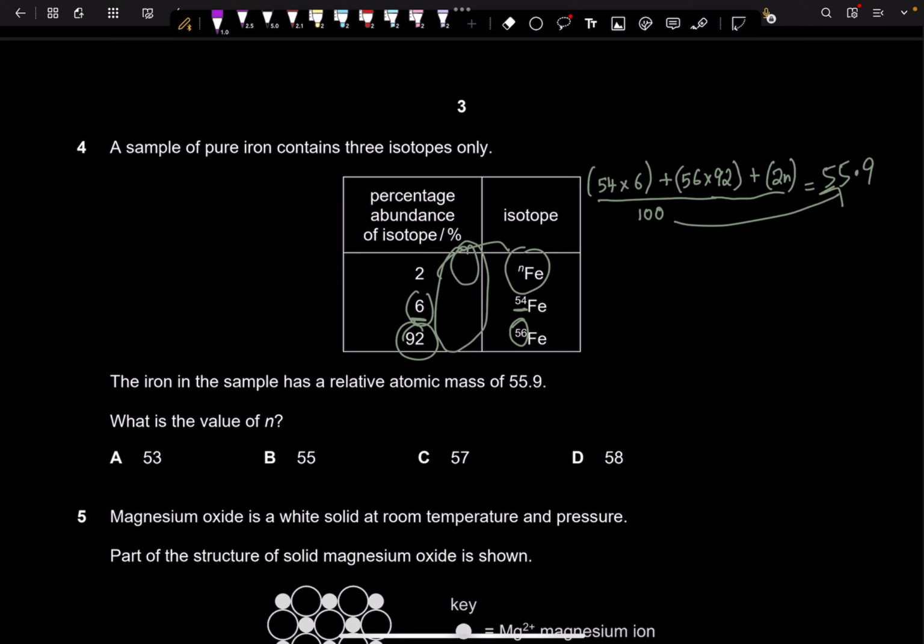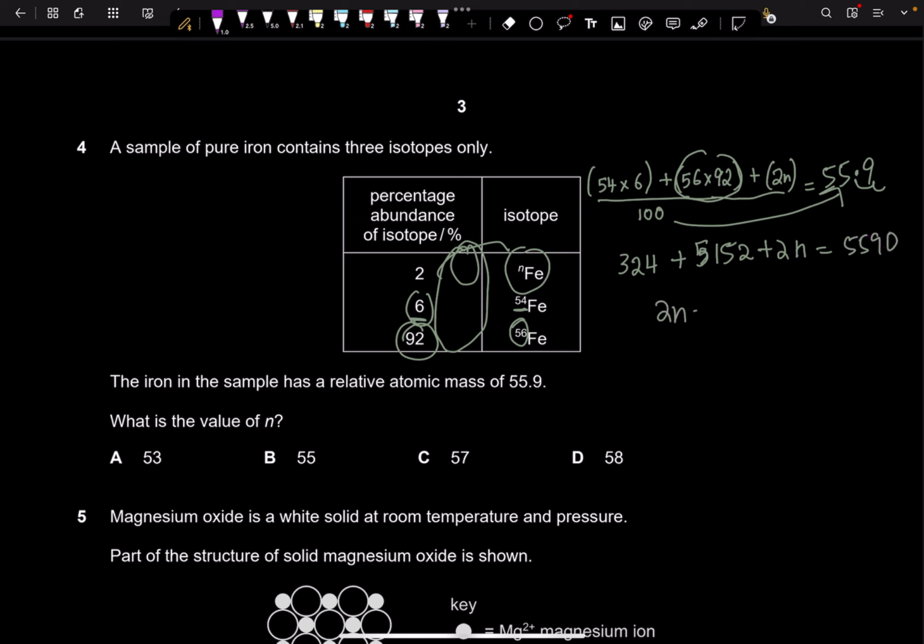Okay. First we're going to do 54 times 6. That will give us 324. Okay. Then we add to it 56 times 92. That's a huge number. 5152. And plus 2n equals, if you multiply it with 100, that's going to be 5590.